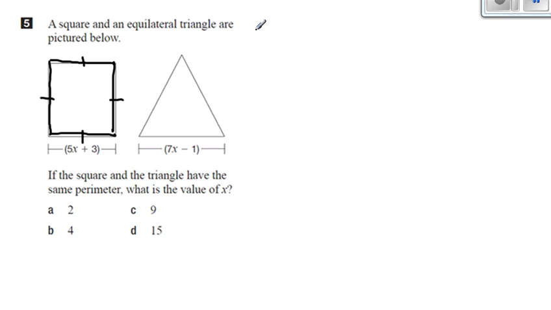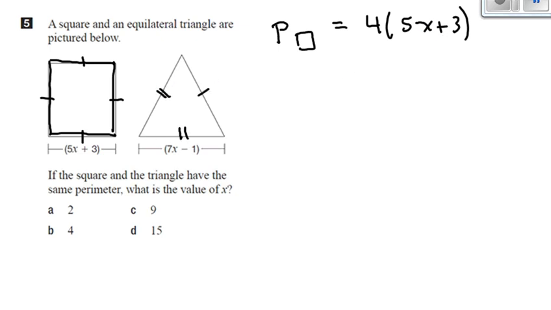All the sides are 5x plus 3, so we can say that the perimeter of the square is equal to 4 times 5x plus 3, because there's 4 sides, and they're all the same length. So an equilateral triangle is a triangle where all sides are the same length. So if this is 7x minus 1, this is 7x minus 1, and so is this. So we can say that the perimeter of the triangle is 3 times 7x minus 1, because there's 3 sides, all of which are 7x minus 1 units.